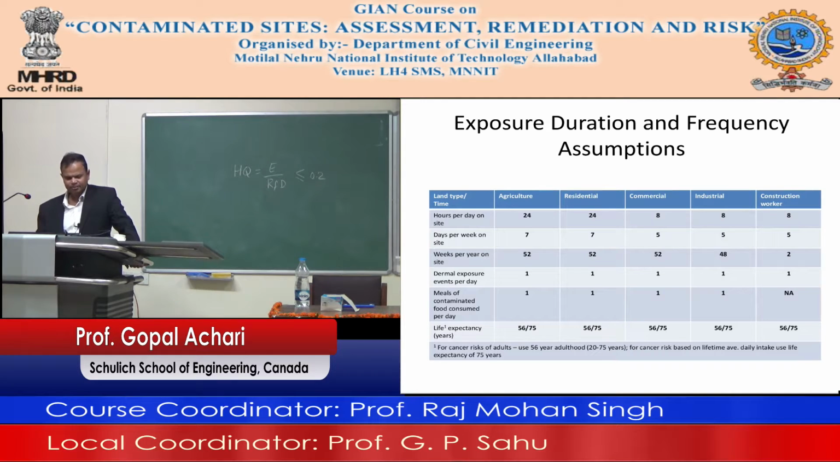Then the other table that you would need is this exposure duration frequency. That's also from that manual. Hours per day. If it is an agricultural site, you can expect the person to be living on site. So 24 hours per day, 7 days a week, and 52 weeks per year. So it's pretty much round the clock exposure. If it is a commercial site, well, we all come here for 8 hours a day, 5 days a week, 52 weeks a year, and so on. Dermal exposure. And for life expectancy, we use 56 years from the age of 20 to 75 for adults.